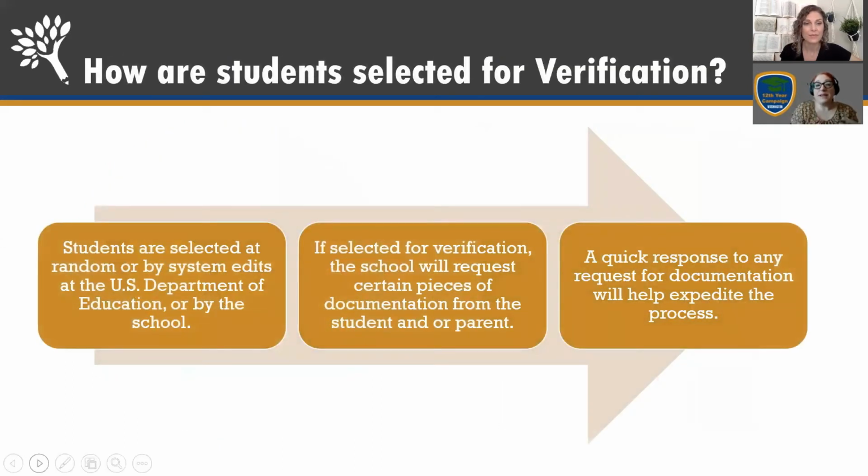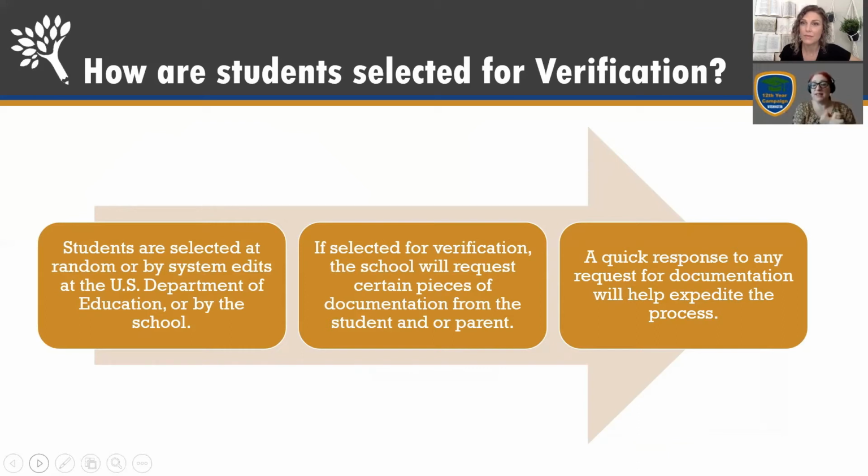So there's a couple ways students can be selected. So they're selected to verify information. They can be selected by the Department of Education or by the school that they're going to. And they're going to be requesting a specific document. It's important to respond to these as quickly as possible. So your student will have a financial aid deadline.